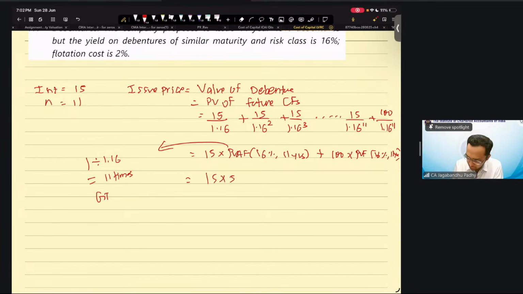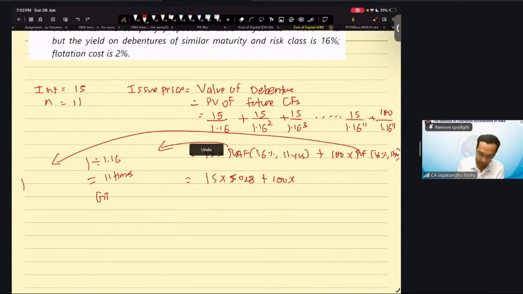Yeah, so that's 15 into 5.028 plus 100 into, now this present value factor can be obtained as 1 divided by 1.16 equal to just 11 times. So before you press the GT, you will be getting this value. Tell me, what's the present value factor?